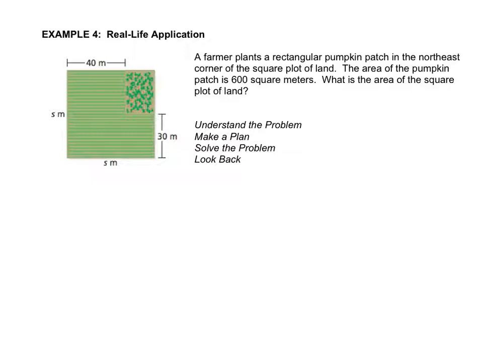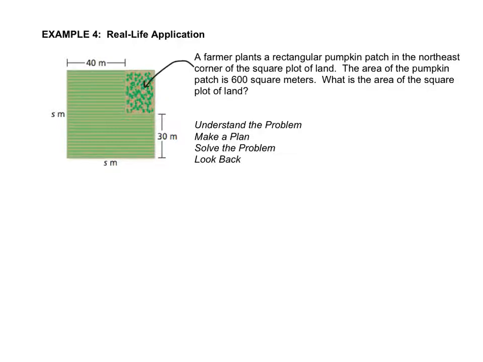So here we have a problem where we are looking at a rectangular pumpkin patch in the northeast corner of this square plot of land. The area of the pumpkin patch, which we are being told is 600 square meters, is something that we want to make sure we are aware of. We also want to know the area of the square plot of the land.